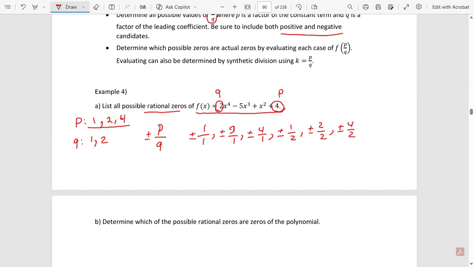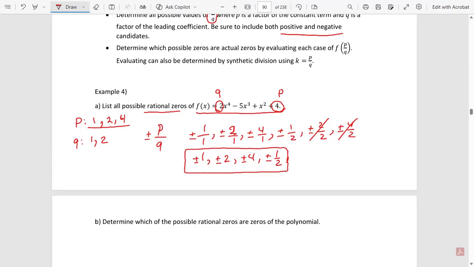Now I just simplify them and remove all of the repeating numbers. 1 over 1 is just 1. 2 over 1 is 2. 4 over 1 is 4. 1 half. 2 over 2 is 1, so it's repeating. I'm not going to write it again. And 4 over 2 is also 2, which is repeating. So we are done. These are all possible rational zeros. These are all of the possible zeros of this polynomial.